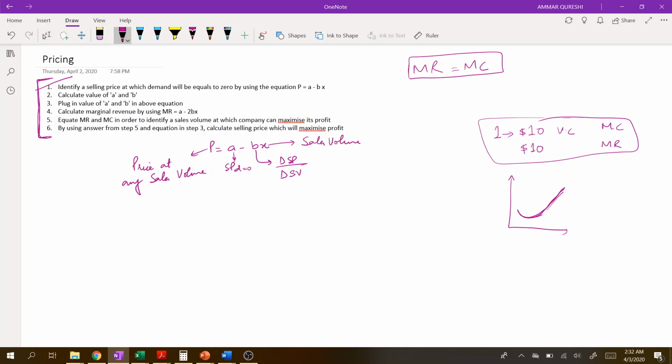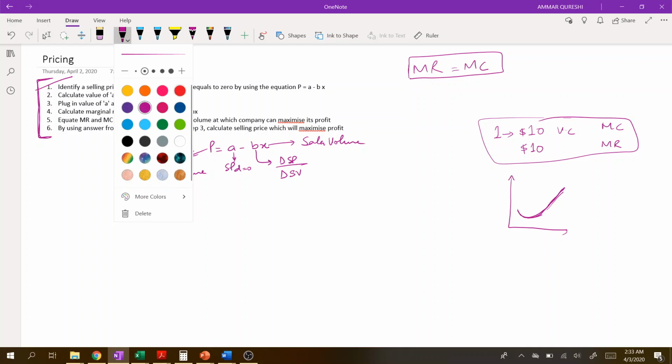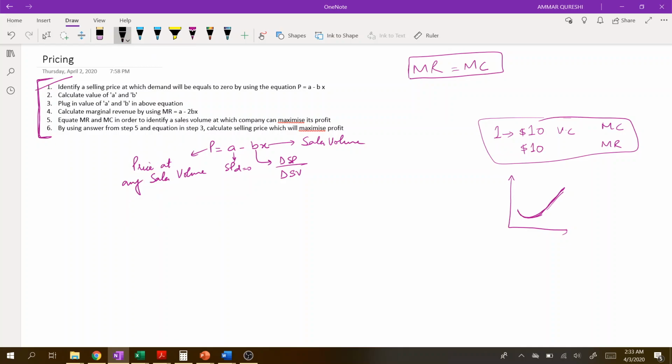So this is basically the equation which we will use in order to proceed towards a situation where marginal revenue is equal to marginal cost, right? So examiner, first of all, you have to identify this A and this B by using the question, because A and B of each question is different, right?